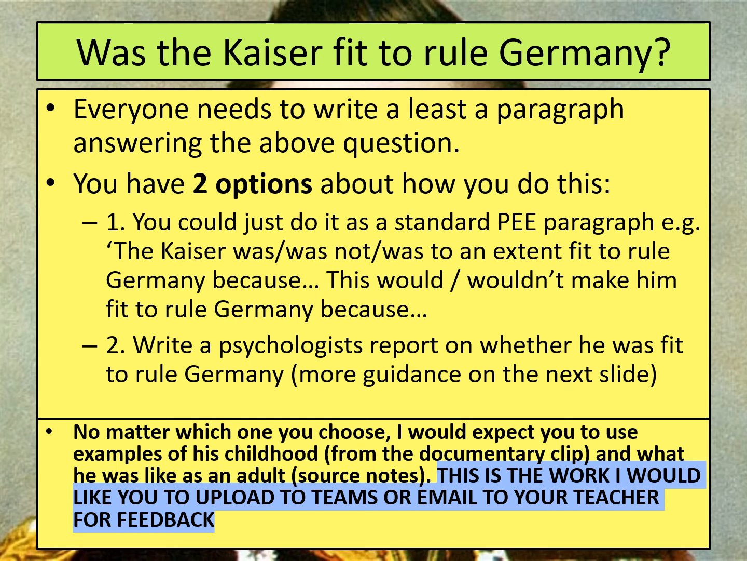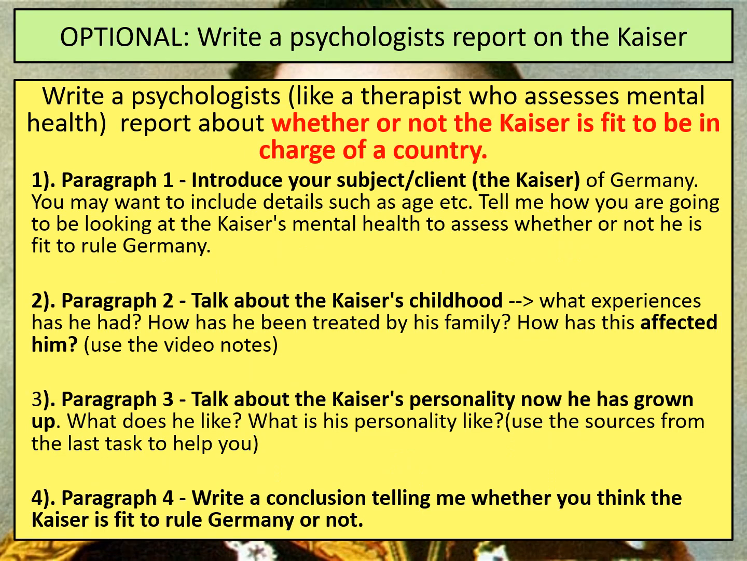So it doesn't matter which one you do, task 1 or task 2, but you need to use lots of information from the lesson today. You need to use examples from his childhood from the documentary clip and what he was like as an adult from the sources that I just went over. And make sure this is the best piece of writing possible to summarise the Kaiser and his personality.